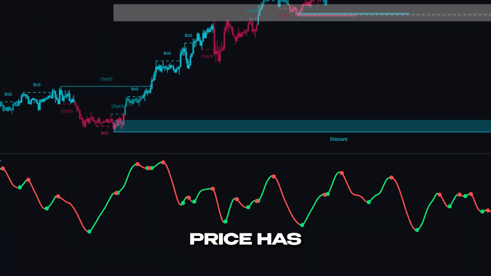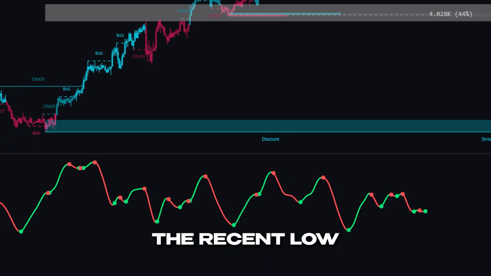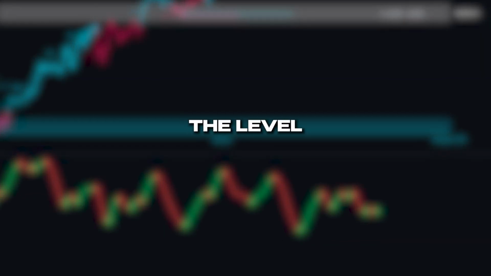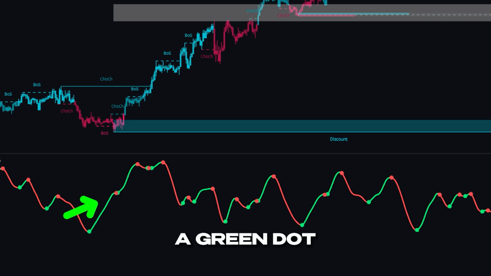Right here, price has pulled back into a discount zone, and the toolkit marks the recent low as strong. That's exactly what you want in a long setup. It means the level is likely to hold, not break. Moments later, the TPO prints a green dot, showing that momentum is shifting bullish. At this point, you've got a strong foundation. Price is in a cheap area. The strong low gives you confidence it will hold. TPO confirms momentum is turning.